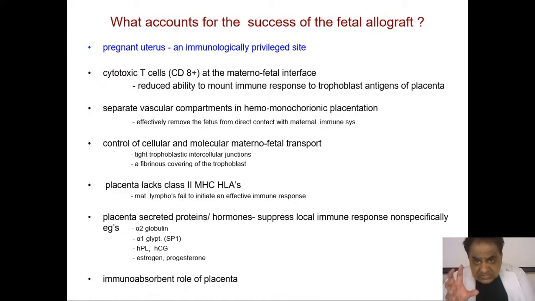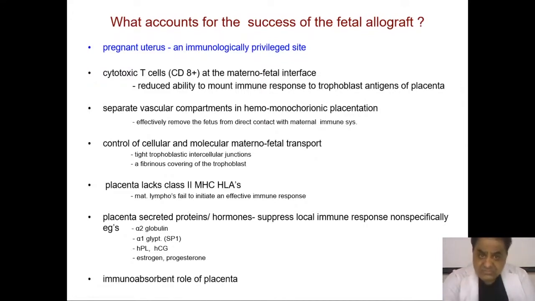Now, as far as the placenta and the fetus are concerned, the cytotoxic T cells at the maternal-fetal interface don't mount much response to the trophoblast of the placenta, and hence the fetus and the placenta survive and are not destroyed by the CD8 T cells. The vascular compartments of the mother and the fetus are separate, which keeps the immune systems of the two separate, so that there is no interaction much between them.